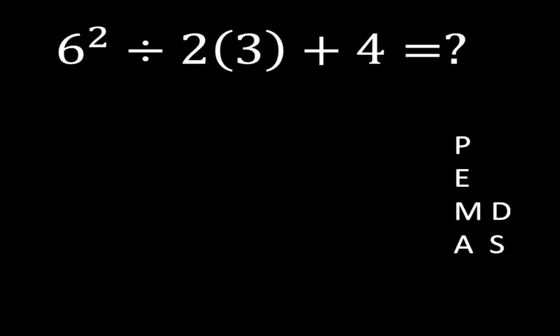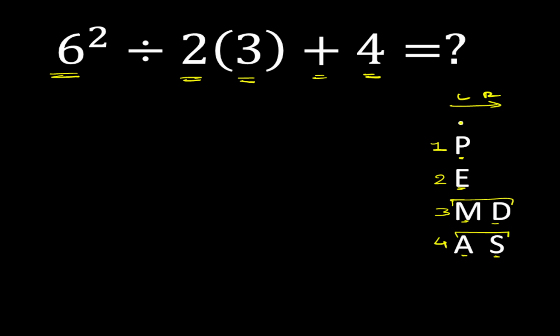So here we have a question that 6 square divide 2 and in the parenthesis 3 plus 4. So now let's solve this question correctly by using the PEMDAS rule. According to PEMDAS, first priority is parenthesis, then second priority is exponents, then third priority is multiplication and division. And here multiplication and division both have equal priority, so we have to solve it from left to right. Then the last priority is addition and subtraction, and both have equal priority, so we have to solve it from left to right.